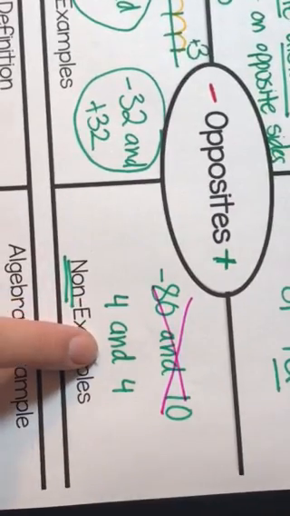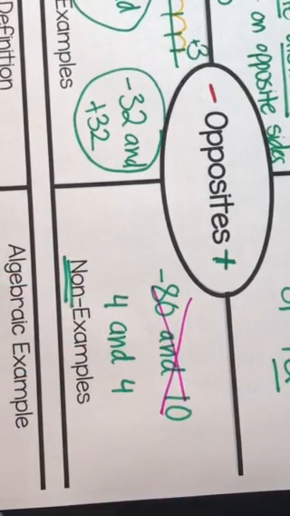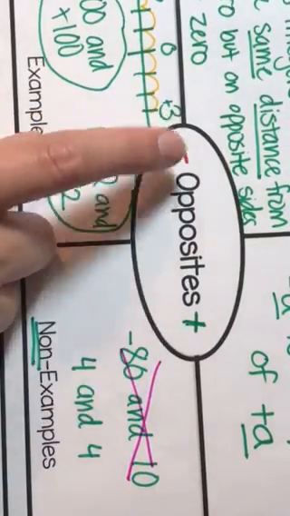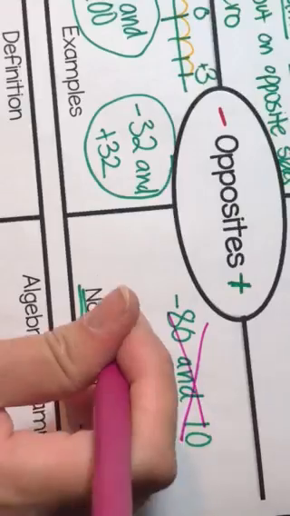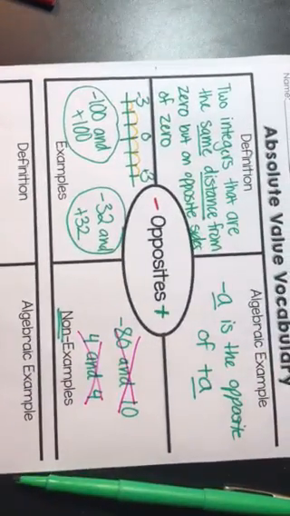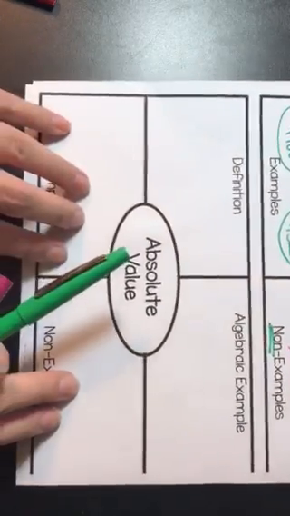Another example would be 4 and 4. Pretty obvious. They're the exact same number, but they are both, at this point, there's no symbol, so I'm going to assume that they're positive. I can't consider them opposites because one has to be positive and one has to be negative. So this is another non-example. Again, if you need to pause this for any reason, please feel free to do so. If you're ready to move on, I'm going to go ahead and scoot my paper up.